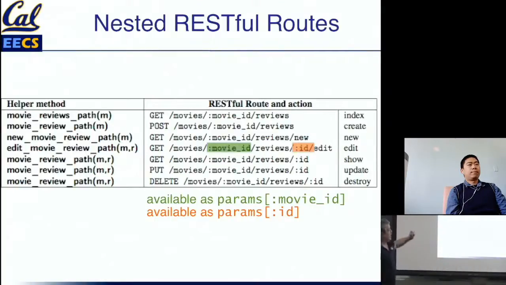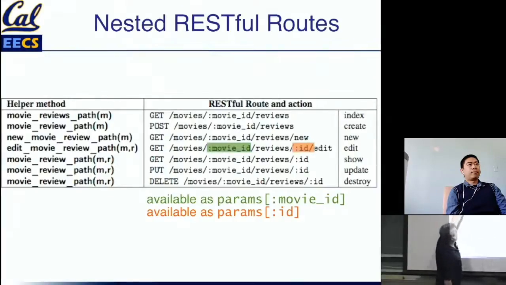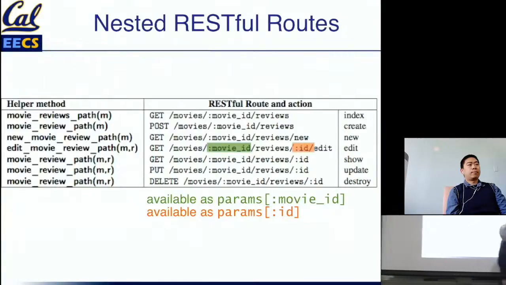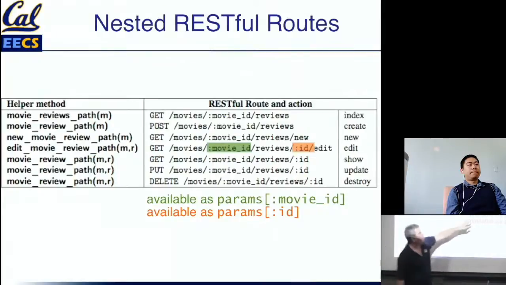Right? So now there's actually two things that are going to come out of the route that are stuck into params for you. You'll get, in the case of looking at edit movie review path as an example, part of the URI will be the owning movie ID, and part of the URI will be the ID of the primary resource in question, which in this case is a review. So as before, params ID will refer to the primary resource that the operation is about, but you'll also get the ID of the owning object, basically what the foreign key would be in the association.